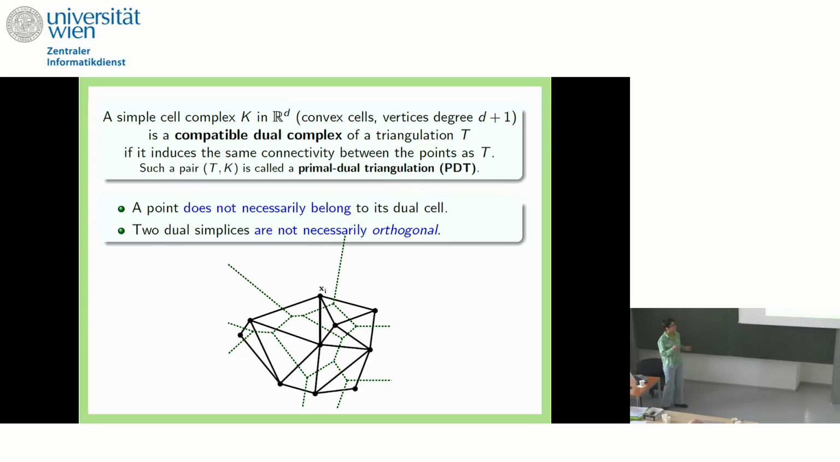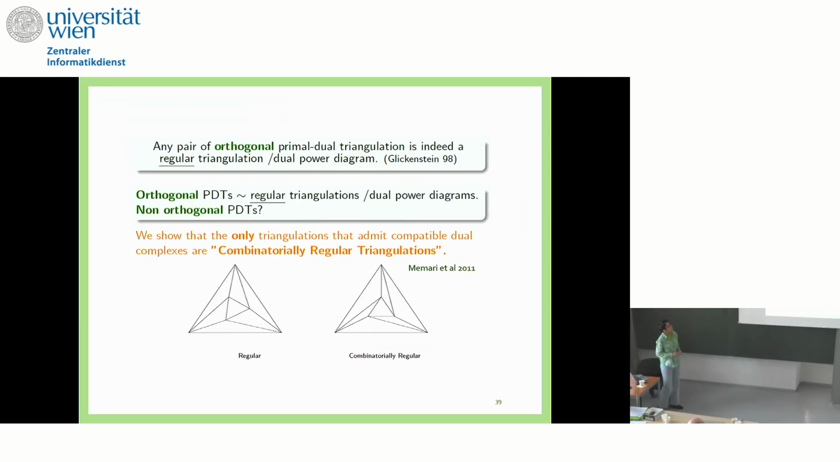would say that these two complexes are indeed dual to each other if they induce the same combinatorics, like connectivity between the points and the corresponding cells. In this setting, since everything is combinatorial, they don't need to be orthogonal to each other. Each point does not need to belong exactly to its cell, etc. But it's just a compatible combinatorial setting.